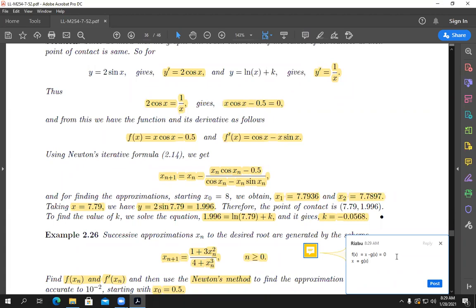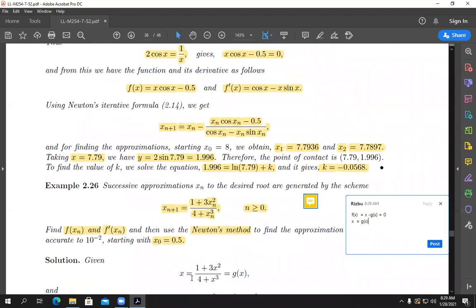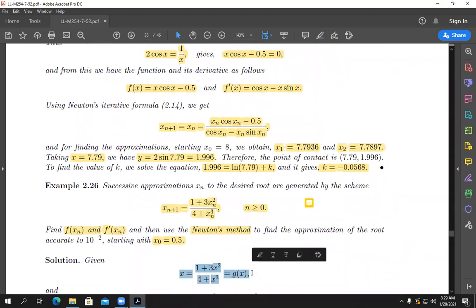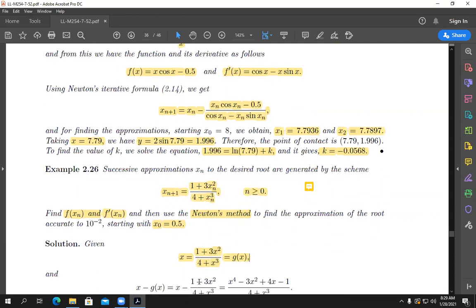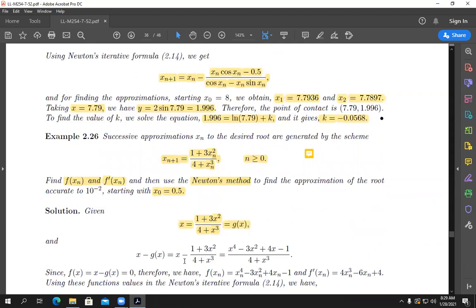This means x is equal to g of x, right? So we can write here, this is your x, and this is your gx. Then you cross multiply, like this one I gave here. Simplify this one, and we have this shape. And what is x minus gx? x minus gx is always equal to f of x.